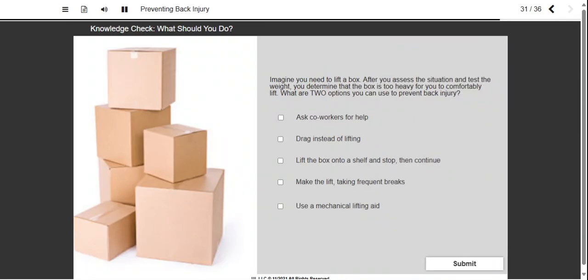Imagine you need to lift a box. After you assess the situation and test the weight, you determine that the box is too heavy for you to comfortably lift. What are two options you can use to prevent back injury?